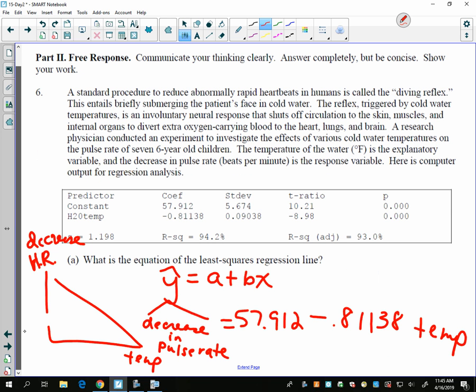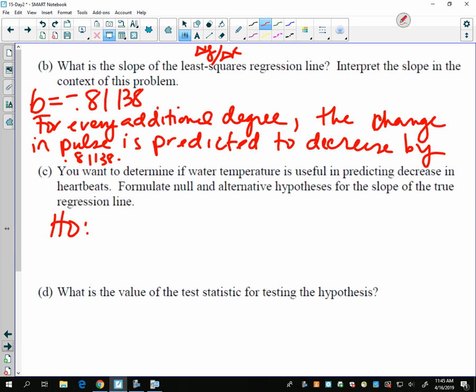Okay. C says, you want to determine if water temperature is useful in predicting decrease in heartbeats. Formulate the null and the alternative hypothesis for the slope of the true regression line. Okay, so what would be the null? Oh, B equals. Yeah, big B is beta, is the parameter. That's the true slope. The true slope is 0, so that means it's not useful in predicting. The alternative is, yeah, not only if it's useful, but it's expected to decrease the pulse rate, right?